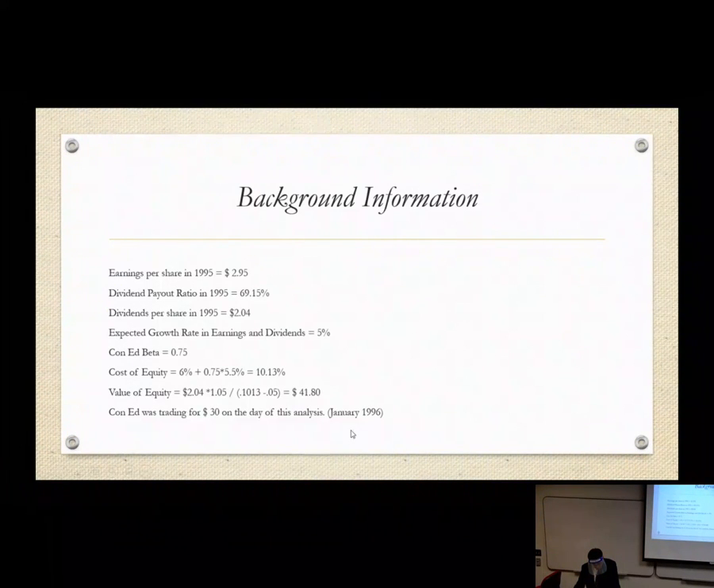And then you look at earnings, dividend payout ratio, dividend per share, expected growth rate, and a beta. Right? And here, you estimate cost of equity first: risk-free rate plus beta times equity risk premium. That gives you about 10% cost of equity. Right? And then, where do you get that dividend?